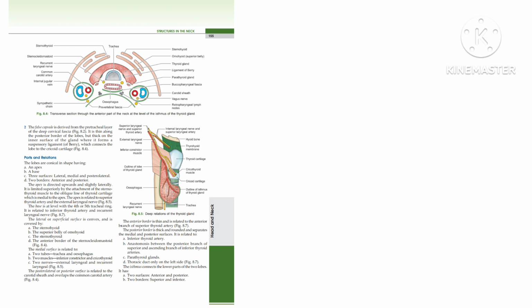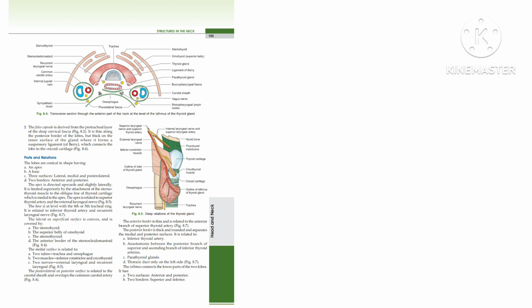Parts and relations. The lobes are conical in shape, having A. an apex, B. a base, C. 3 surfaces, lateral, medial and posterolateral. D. 2 borders, anterior and posterior. The apex is directed upwards and slightly laterally. It is limited superiorly by the attachment of the sternothyroid muscle to the oblique line of thyroid cartilage, which is medial to the apex. The apex is related to the superior thyroid artery and the external laryngeal nerve, Fig. 8.5.